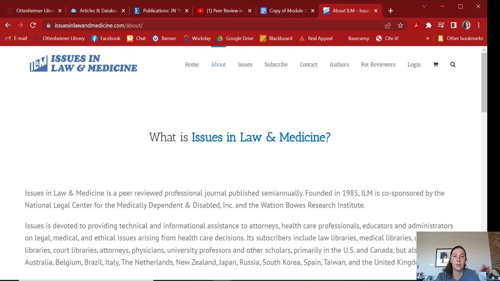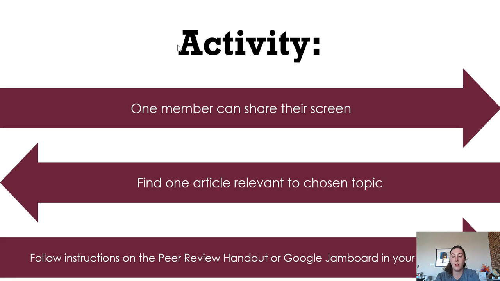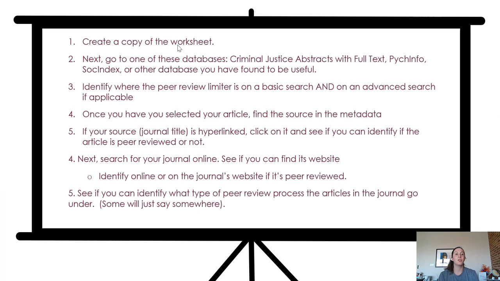So next is going to be that activity. And so the activity is you're going to get a worksheet. I just want you to make a copy of it. I'm not assigning you any of these databases, but I would like you to choose one of the databases that we've covered. Identify the peer review limiter, all that fun stuff. Go through, do the search that you're using for your topic, and check to see whether it's peer reviewed in our database. And then also search for your journal online, find the website, and identify if it's peer reviewed and what type of process it goes through if it tells you that.